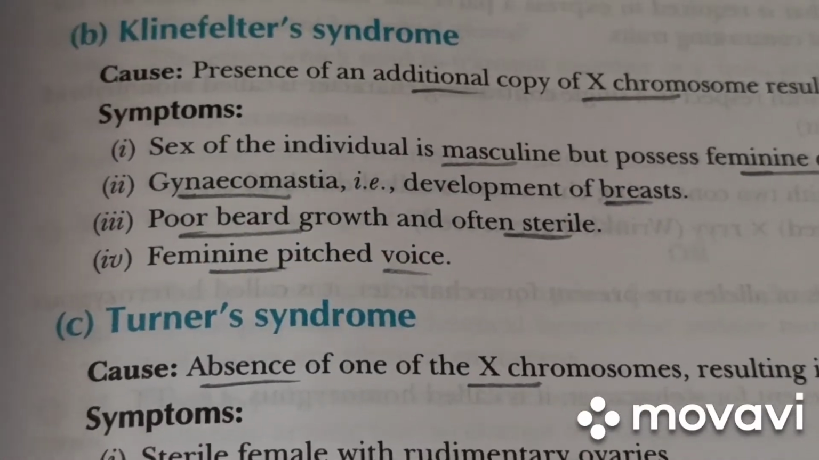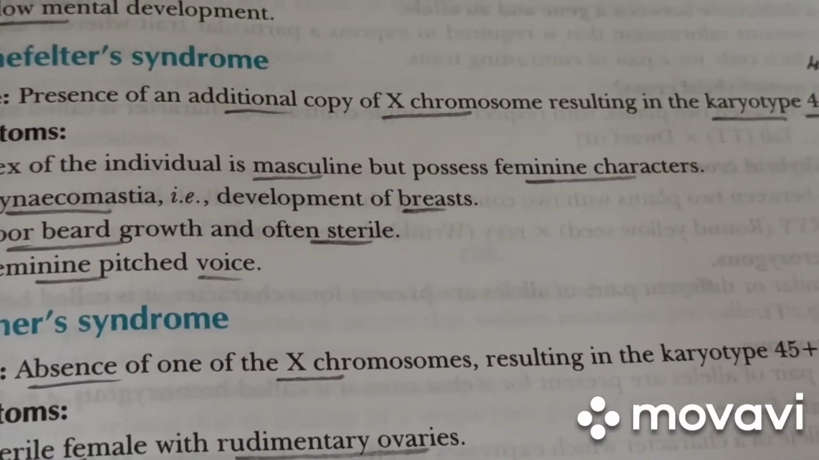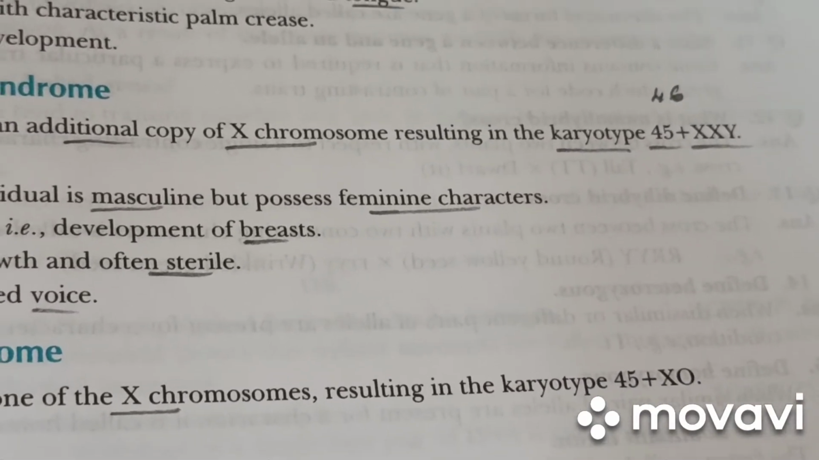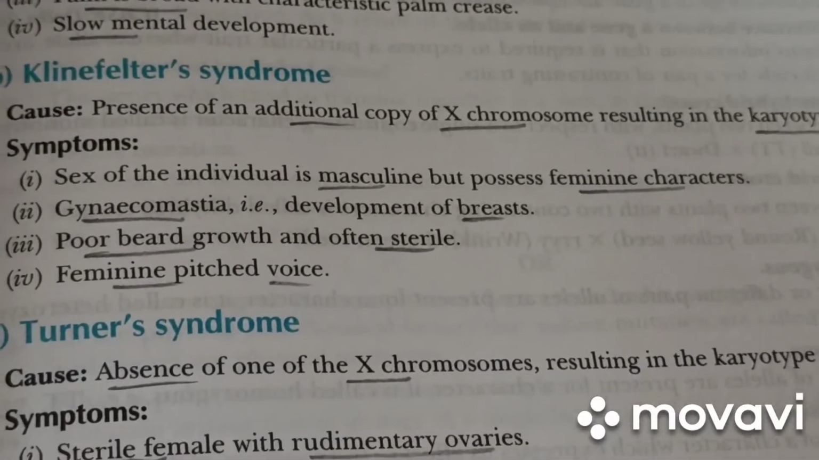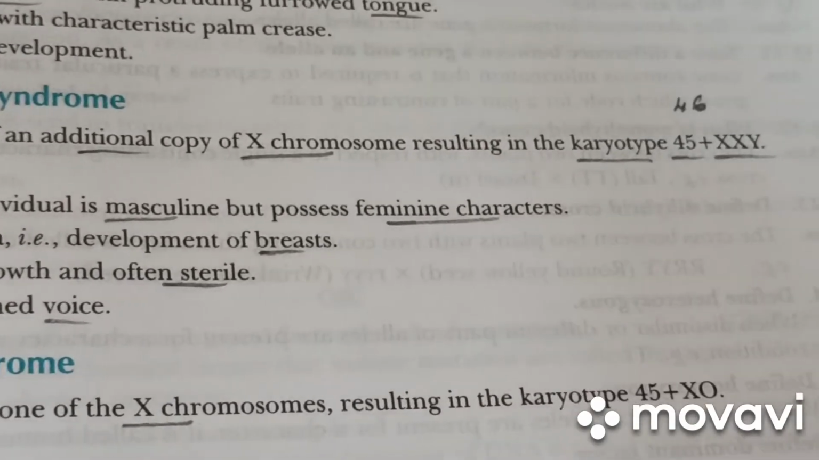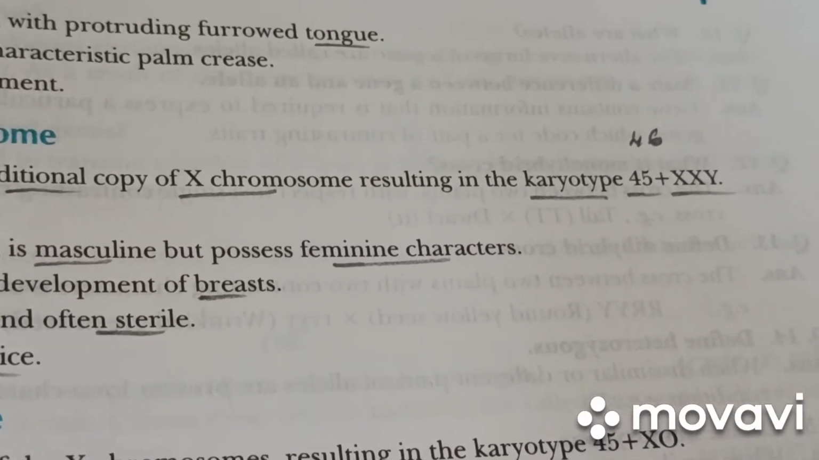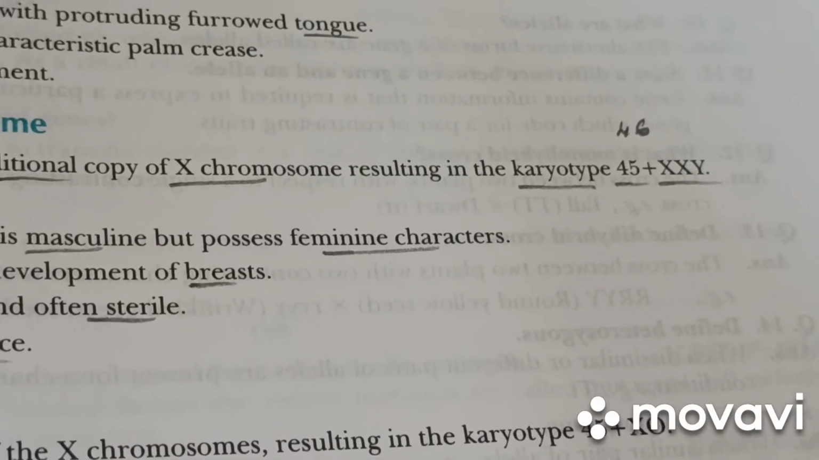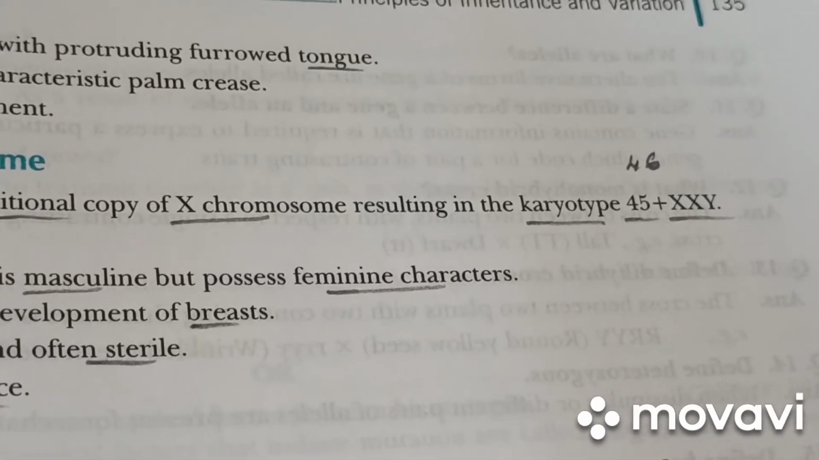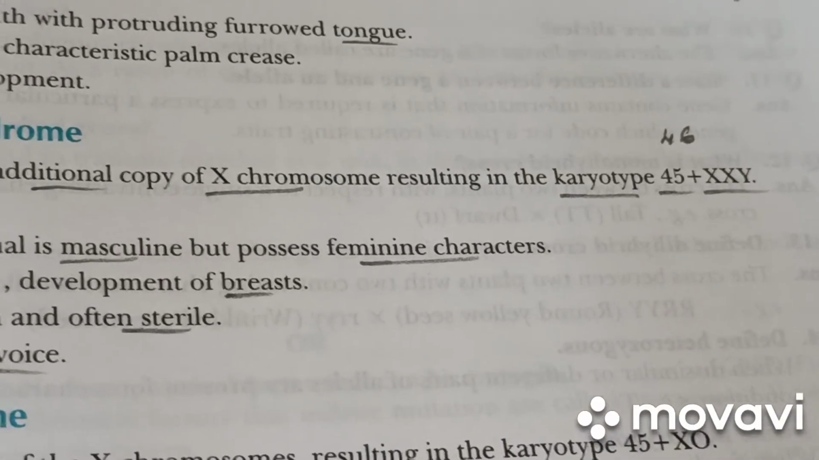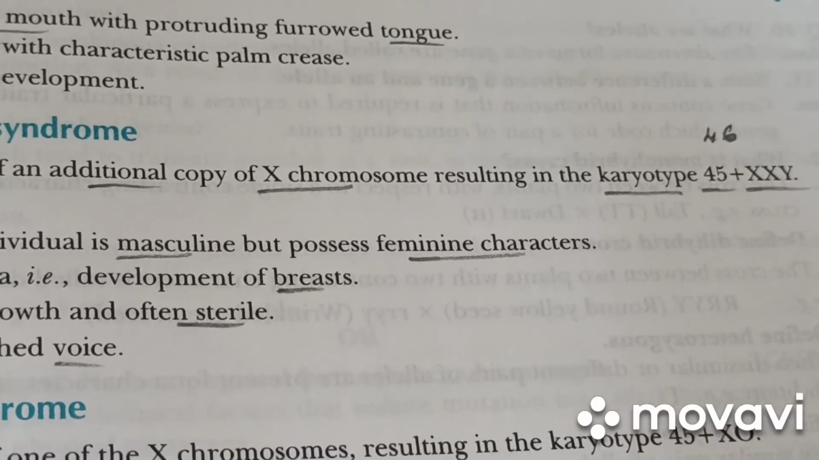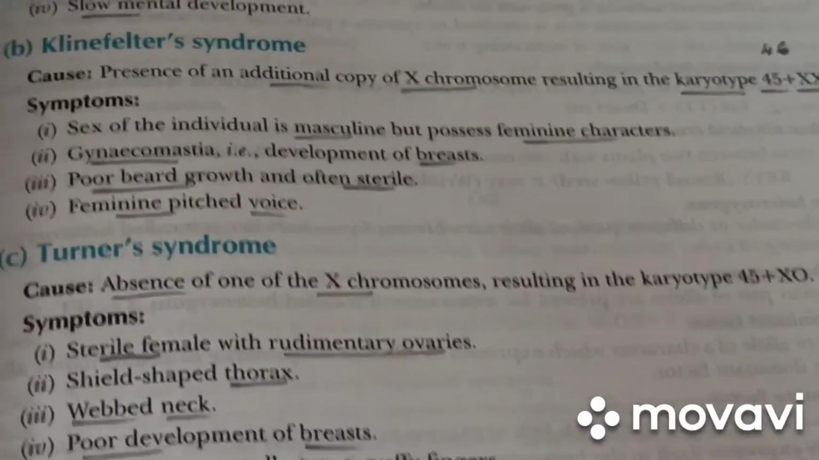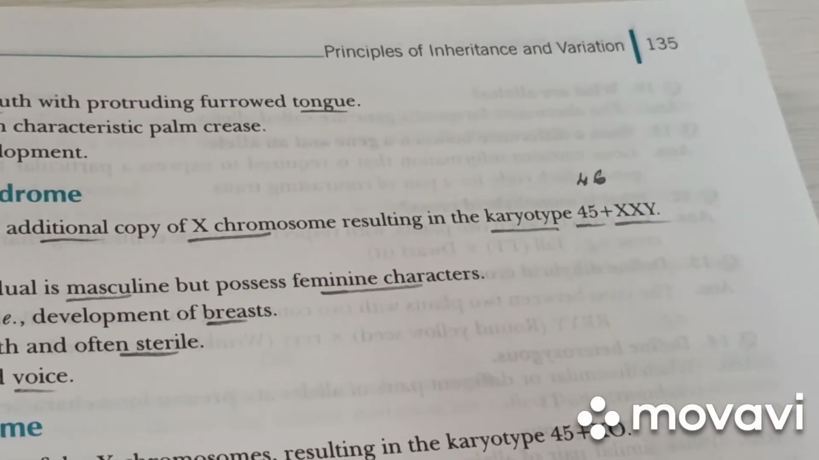Second one is Klinefelter syndrome. Here, the presence of an additional copy of X chromosome resulting in the karyotype 44 plus XXY. Usually it is 46, 23 pairs, but here, instead of XX or XY, you can see there is one extra. In the case of XY, there is one additional X, XXY. That is called Klinefelter's syndrome. Clear? So in the male usually it is XY, but here there is one more X.